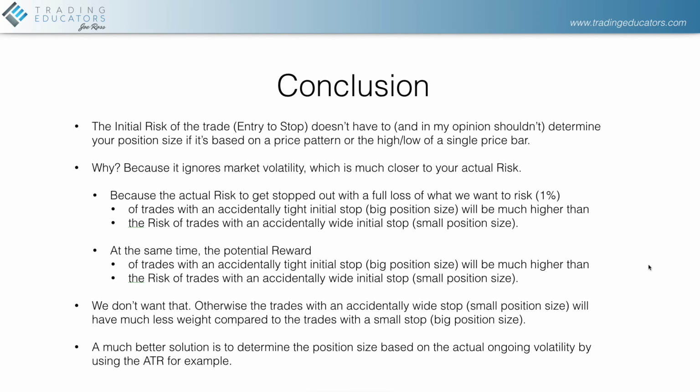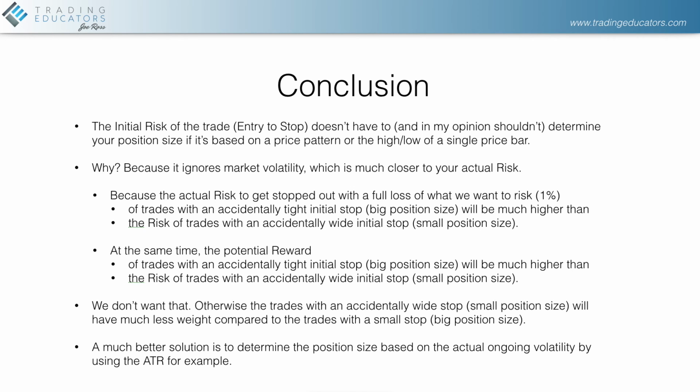Otherwise, the trades with an accidentally wide stop where we have a small position size will have much less weight compared to the trades with a small stop, where we're going to have a big position size. A much better solution to determine the position size is to use one that's based on the actual ongoing volatility in the market by using the average true range, for example. This way, you're going to have risk based on the ongoing volatility, and that's much more realistic and makes a lot more sense.